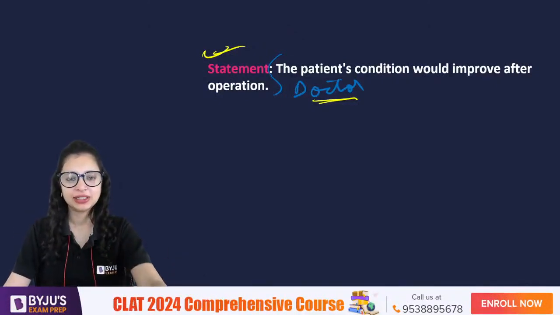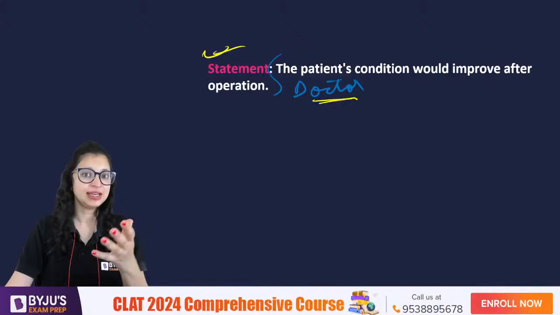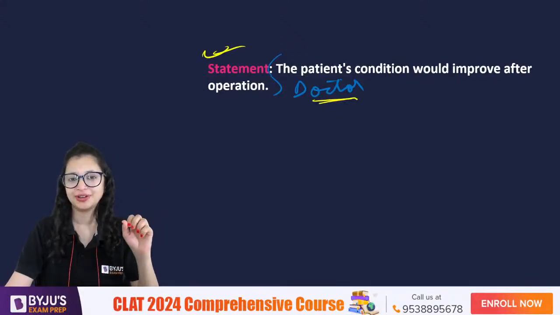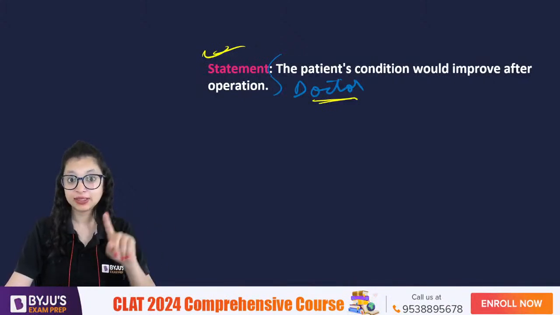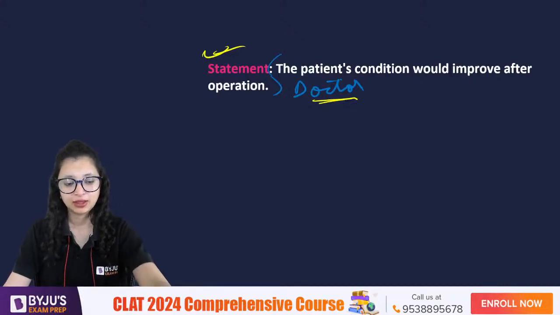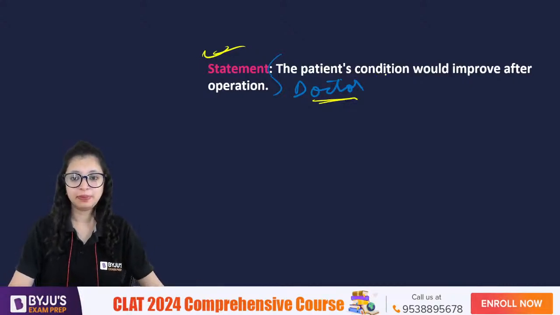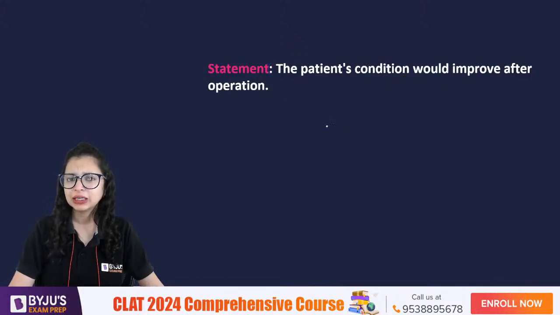So back to it. Before I show you the options, this is an actual CLAT question from when we used to get one-liner questions. What you're supposed to do is think. If you can think of an assumption that the doctor would have made. The assumption has to be from the doctor's perspective, remember. So when the doctor says the patient's condition would improve after the operation, what does the doctor think?